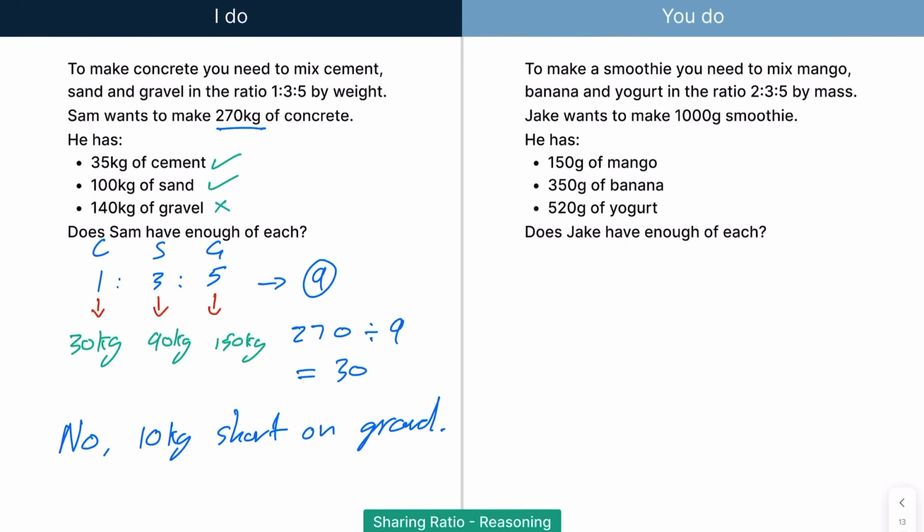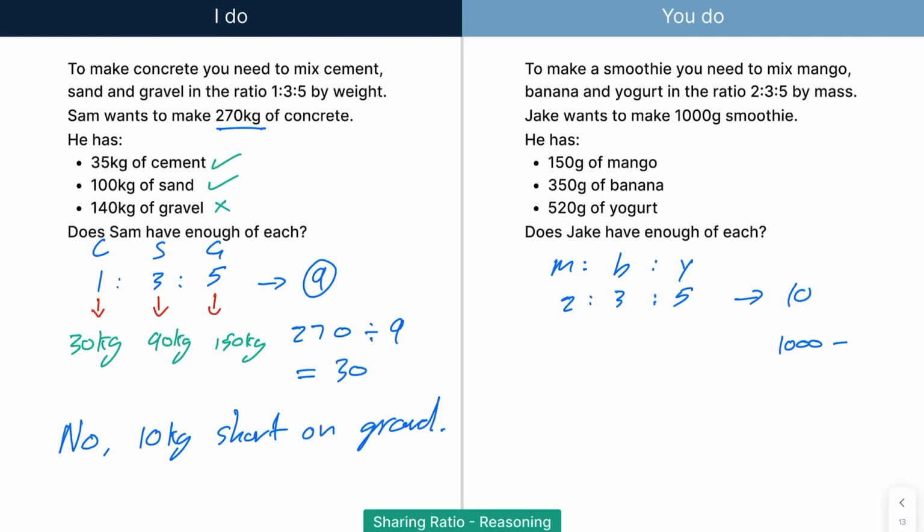So again, on the right, hopefully you've pressed pause and had a go at this. So we write the ratio out as usual. So we have mango, we have banana, and we have yogurt, 2 to 3 to 5. And that is altogether 10 parts. Altogether, he wants to make 1,000 grams.